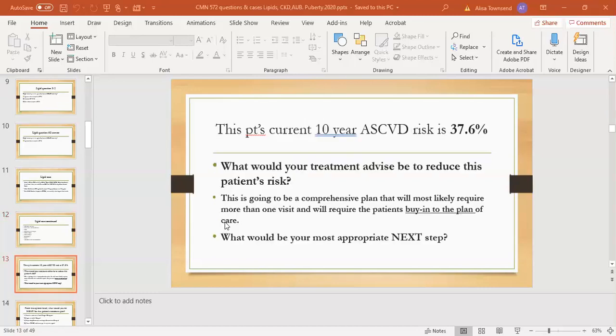All right, this patient's current 10-year ASCVD risk is 37.6. What would your treatment advice be to reduce this patient's risk? This is going to be, as I said, a comprehensive plan that will most likely require more than one visit for this patient, because you've got to get them to buy into this plan. All right. What would be your most appropriate next step?